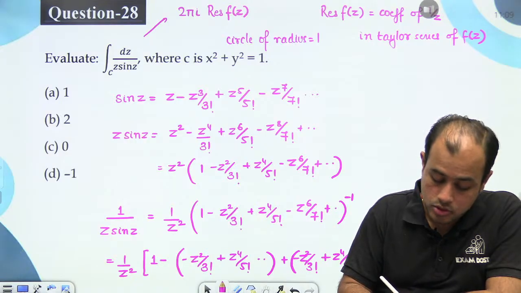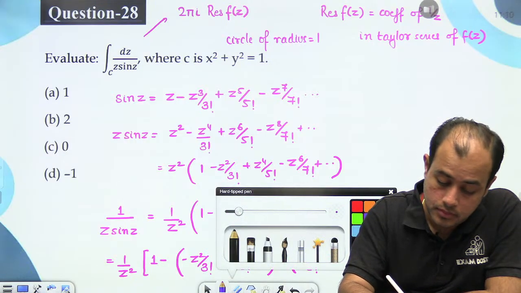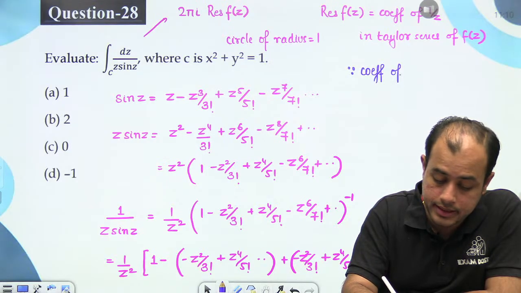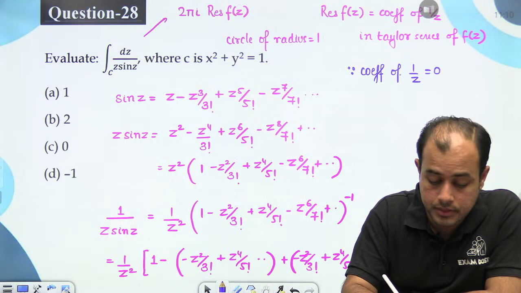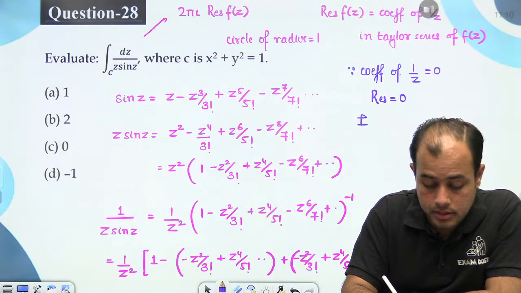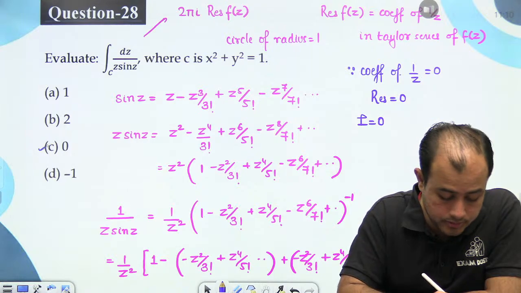Okay. So therefore, the coefficient of 1 by z is 0. So the residue is 0. Integration is 0.